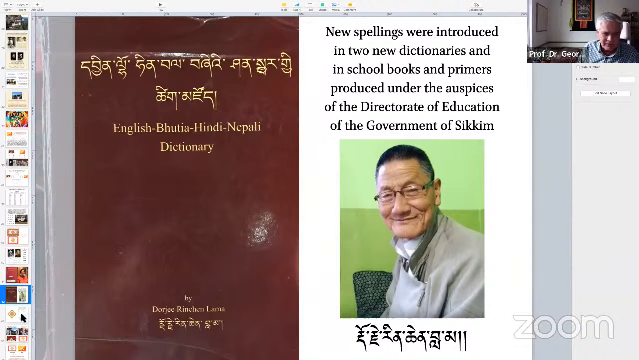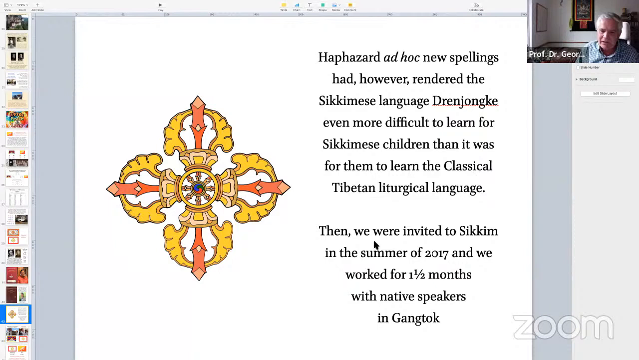So haphazard spellings actually make it more difficult to learn the language or the spelling of the language than to learn classical Tibetan liturgical language. So I was invited to Sikkim to work with native speakers, who are the people who will decide, because I am not a stakeholder. I will make no decisions. But the native speakers, who are the stakeholders, we work together and they will make their own decisions.